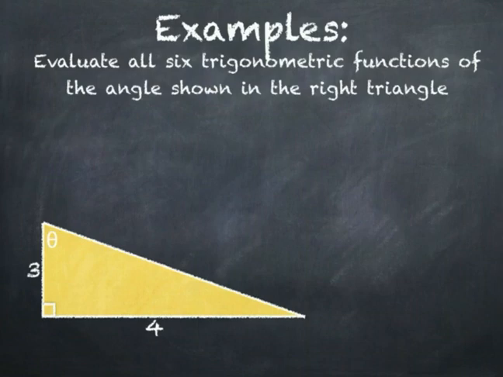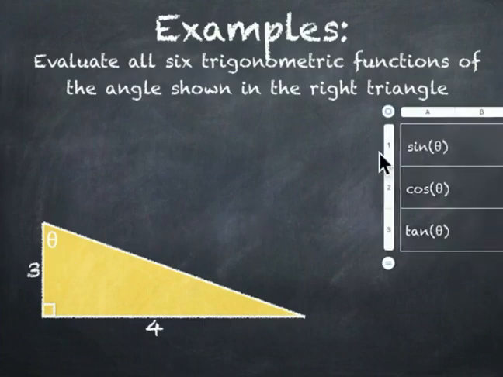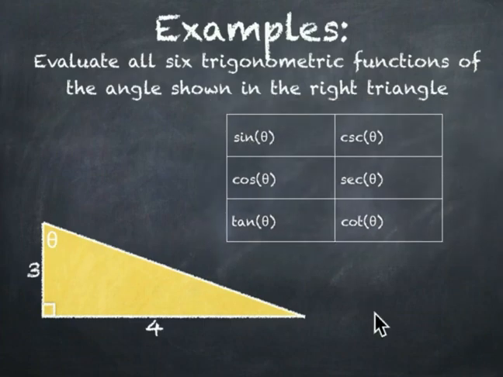This example asks us to evaluate all 6 trig functions of the angle shown in this right triangle. What that means is we need to figure out what sine of theta is, what cosine of theta is, what tangent, cosecant, secant, and cotangent of theta are. All of those are going to be some sort of fractions, some sort of ratios between the 3 different sides.